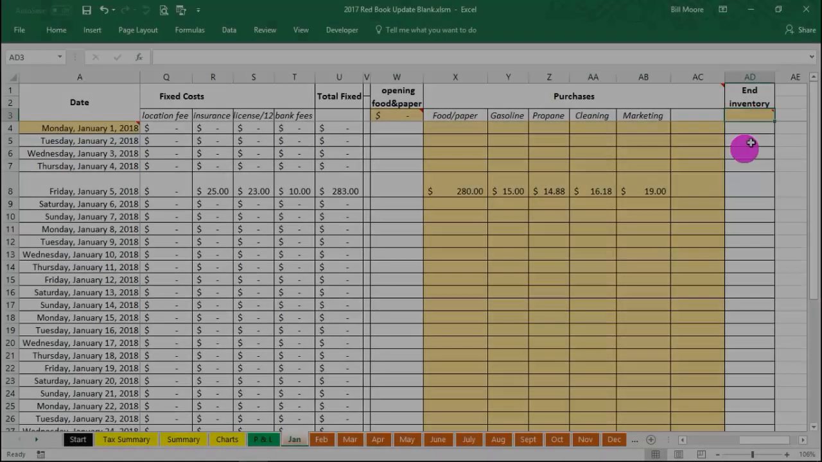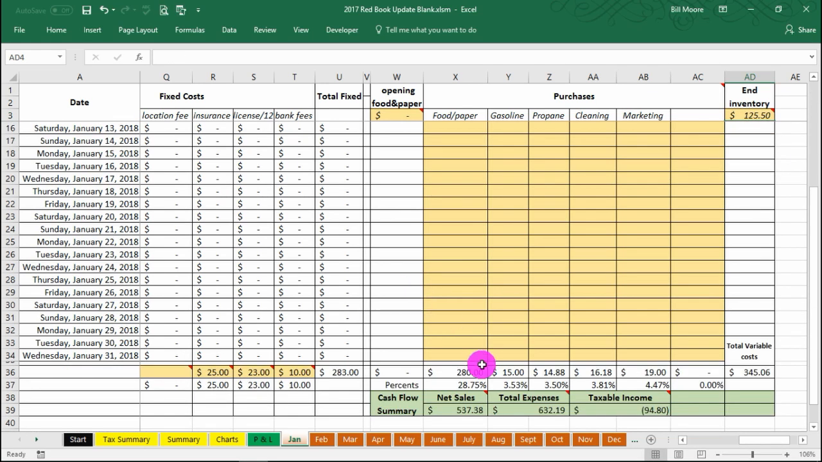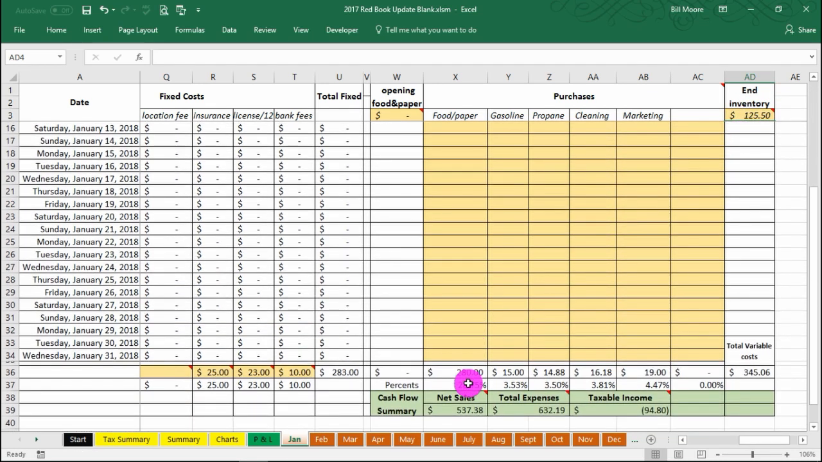All right, under the ending inventory, if you want to see what your food cost was for that particular day, then you take an inventory, you enter it in here. And let's say that I had $125 left over. That's going to tell me that my food cost was 28%. Now, of course, as I start adding in more expenditures and more sales, then it's not going to give me a daily food cost, but I can get a running month-to-date food cost by entering in an ending inventory there.